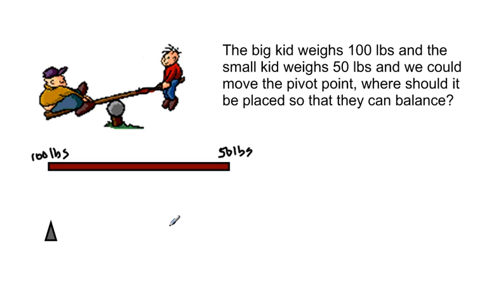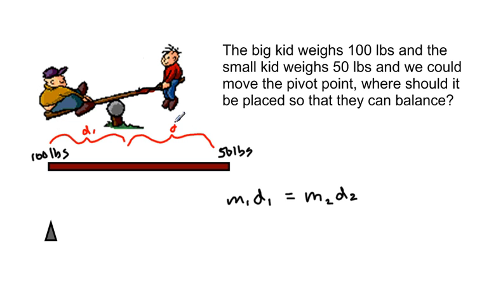It turns out the relationship for them to be balanced is you take mass 1 times distance 1, and that has to equal mass 2 times distance 2. And the distance is the distance from our pivot point. So this is going to be our distance 1, and this is going to be our distance 2.